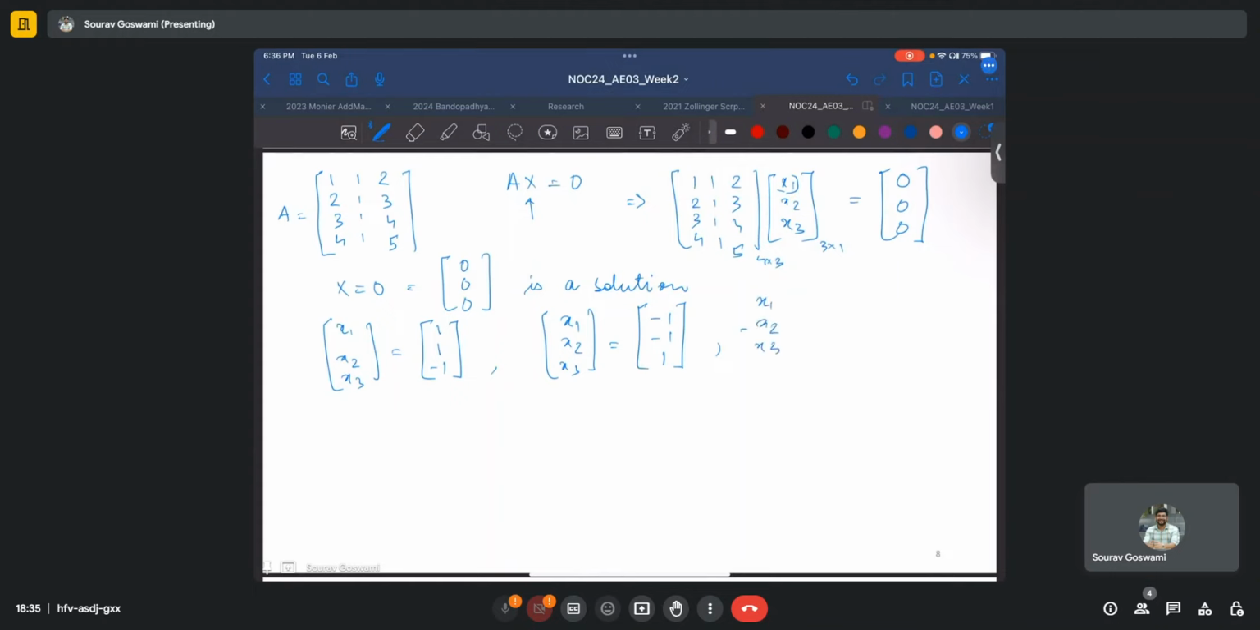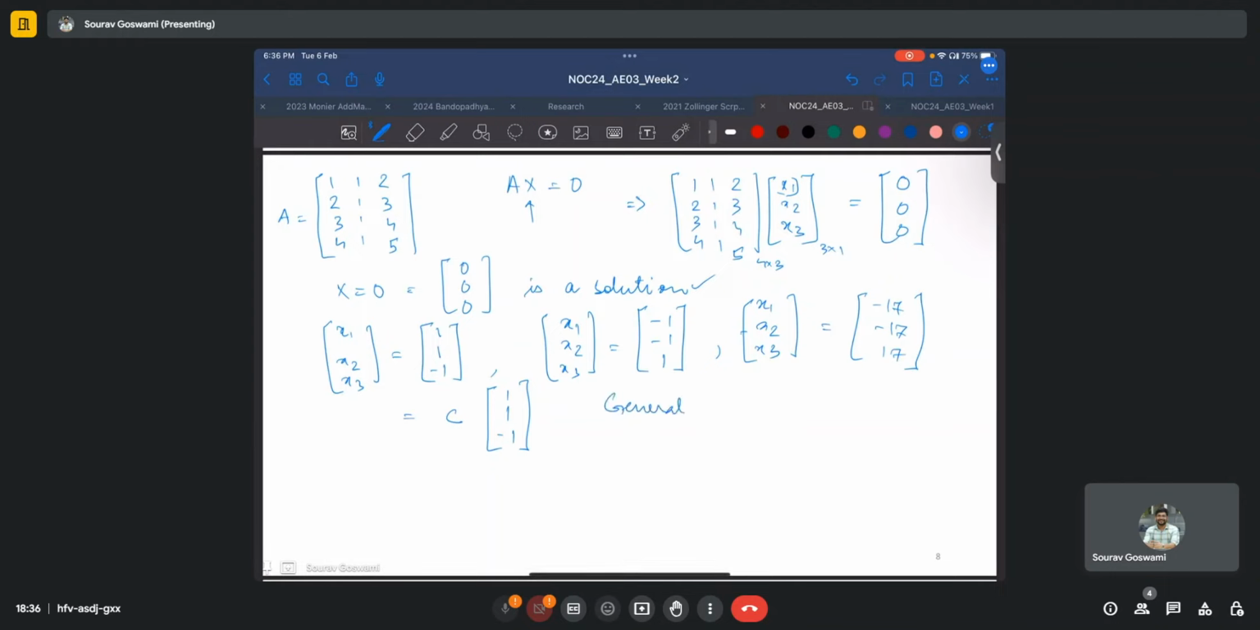So it need not be one. It can be, say, minus 17, minus 17, 17, as long as the ratios are the same. Or more generally, it's C times (1, 1, minus 1), where C can be any real number, negative, positive, even zero. So that will include this zero solution as well. So the general solution for this is any scalar C times (1, 1, minus 1). And this is in fact a line through R3.